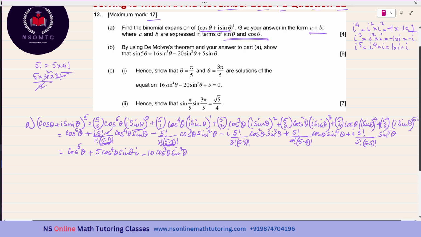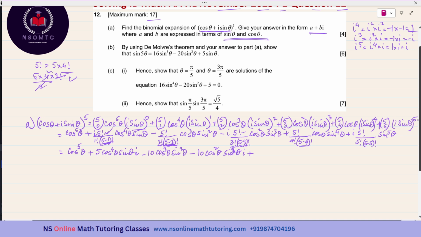And now again minus. This is 5 minus 3 is 2. And this same expression holds over here. I can write this is 3 factorial. This was 2 factorial times 3 factorial. This is also 3 factorial times 2 factorial. And the numerator is the same 5 factorial. So it has to be 10. 10 cos square theta sine cube theta. This is 3 sine cube theta. And I have to write the i also. And then it is this one.